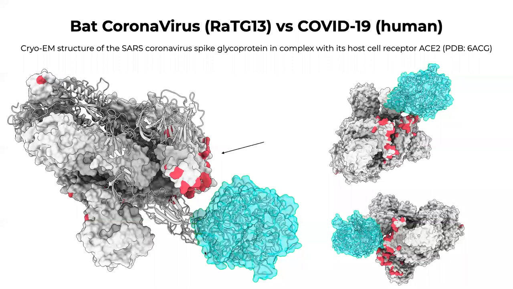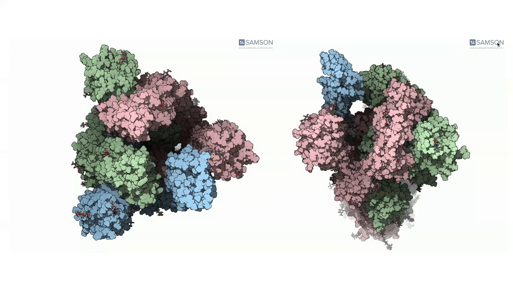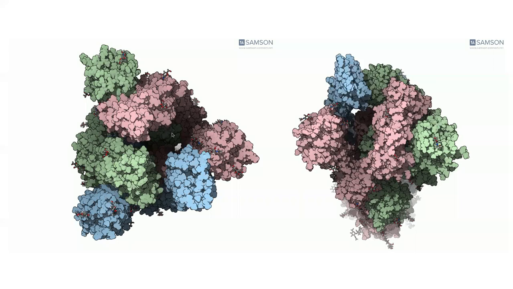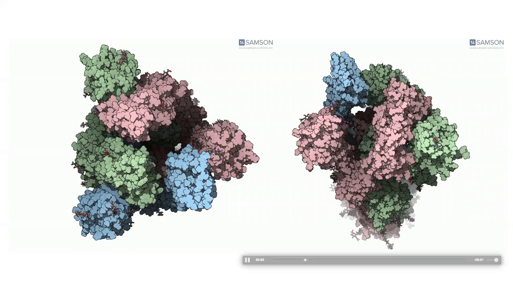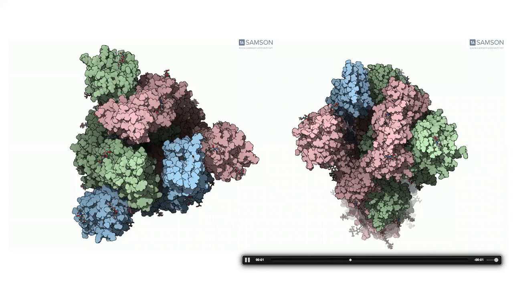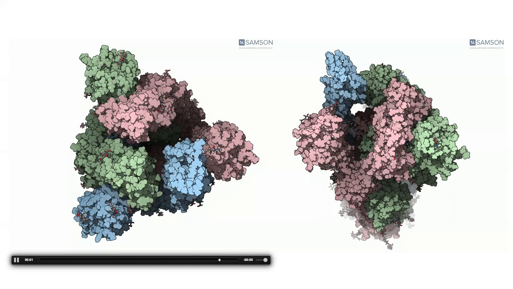So how does that process actually happen? This is an illustration produced by folks from One Angstrom, who produced the Samson software. They were able to produce a nice little animation of how the spike glycoprotein opens up. You can see that this is the top of the spike glycoprotein, at an angle, and you can see how the top of one of these opens up to connect to the receptor, right? Essentially, the virus hides that receptor binding domain until it is close to the ACE2 protein, when it opens up, and then it binds.